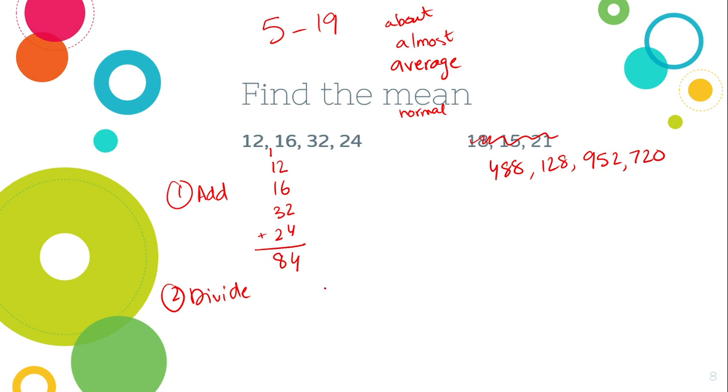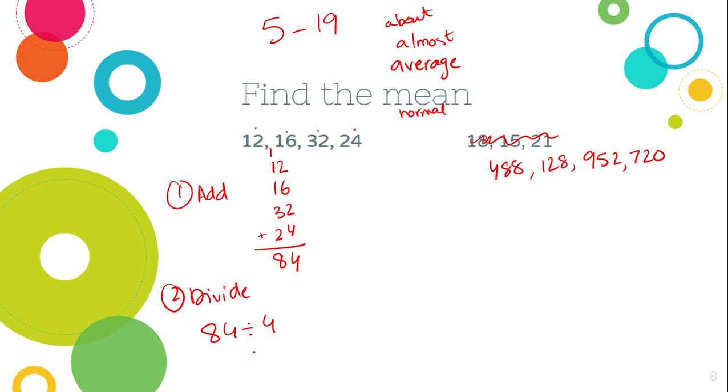Step number 2 is to divide. This number that you just added, 84, you're going to divide it by however many numbers you added. How many numbers did you add? You added 1, 2, 3, 4 numbers. So you're going to divide by 4. If you had added 5 numbers, you would divide by 5. If you had added 6 numbers, you would divide by 6. Maybe you just added 2 numbers, then you'll divide by 2. Okay? Anyway, right now we're dividing by 4 because there are 4 numbers.